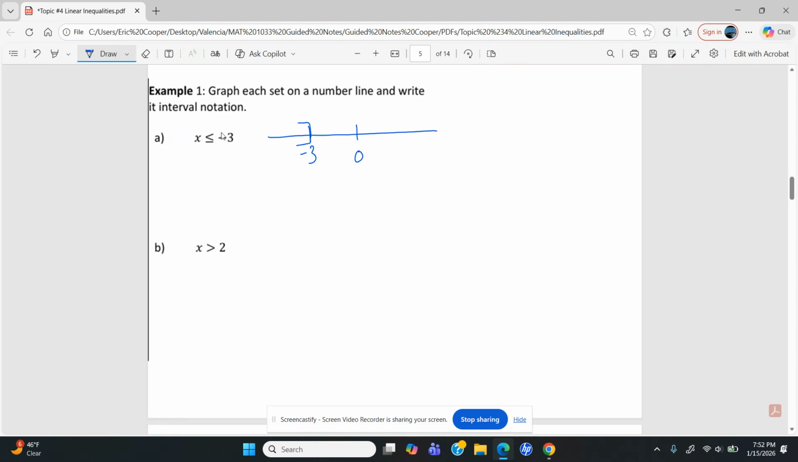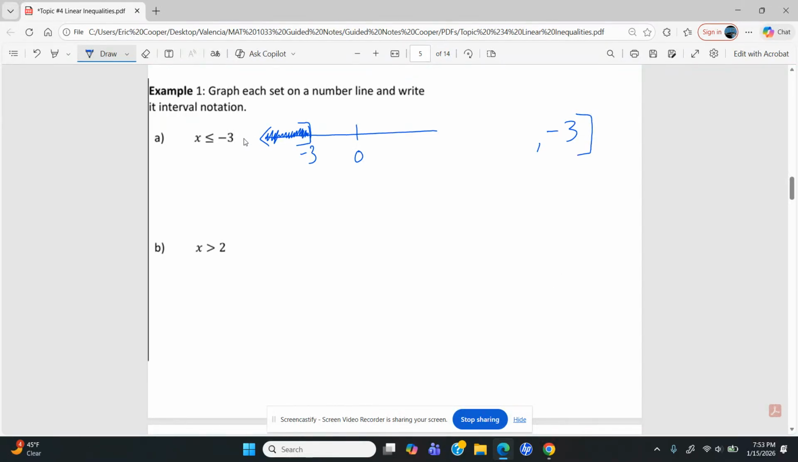I want all the values that are smaller than -3, and the only way we go smaller is if we go to the left. So I will shade all the values here going to the left. In interval notation, the way it works, we always take the smallest number on the left and the biggest number on the right. Here, -3 is the biggest value we can have in our answer because everything else to the right is unshaded. So I will put -3 to the right of our interval notation, and because it's got an equal sign, I will put a bracket.